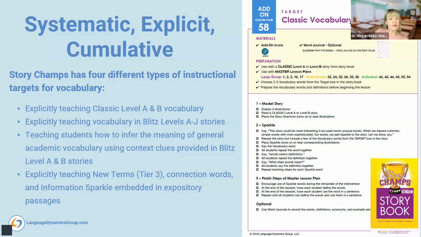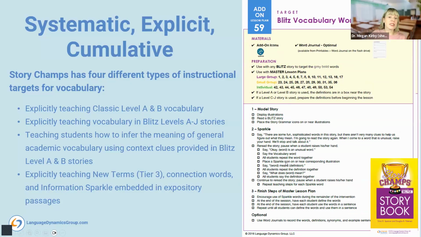So Story Champs itself has 4 different types of instructional targets for vocabulary. We provide a means for you to deliver that systematic, explicit, and cumulative vocabulary instruction, starting with explicitly teaching the words that appear in the classic stories. The classic stories are at level A and level B classic in that section of the storybook. There are words printed there, and you would explicitly teach those. Another one would be to explicitly teach the general academic vocabulary embedded in the Blitz stories, across all levels. There's a lesson plan for that here.